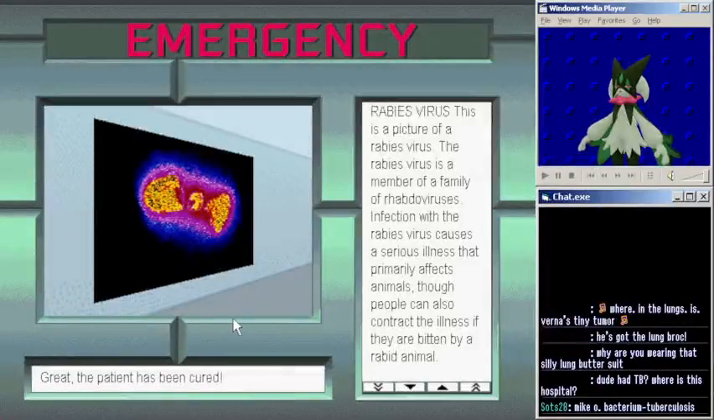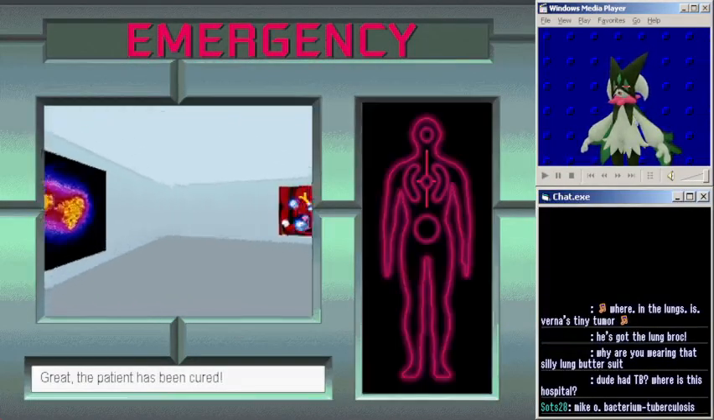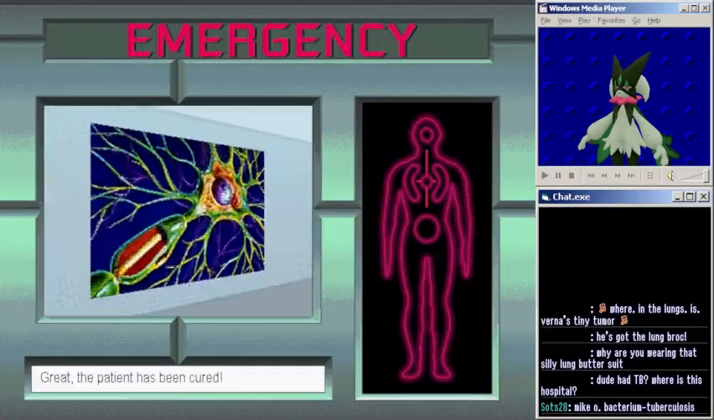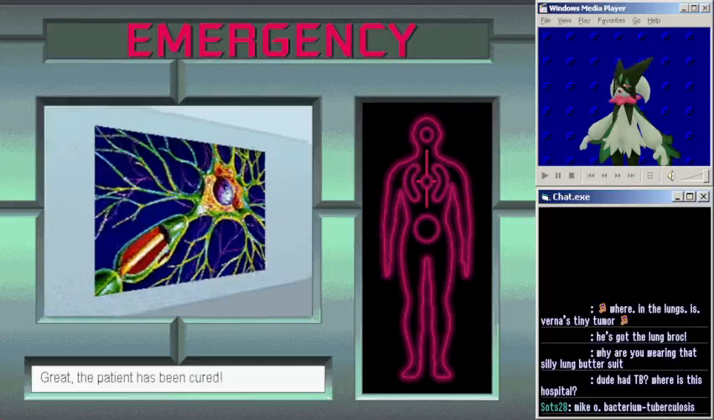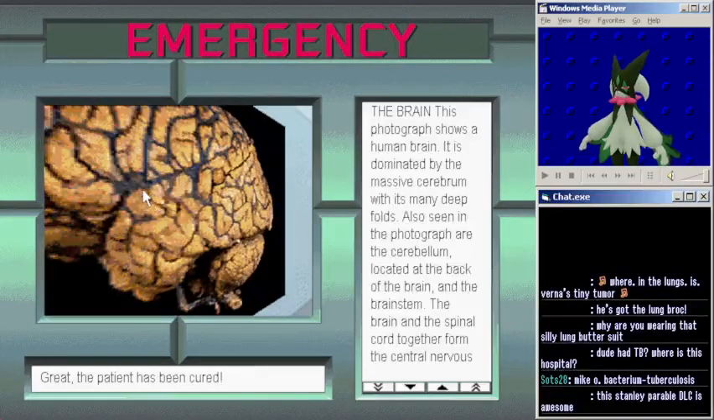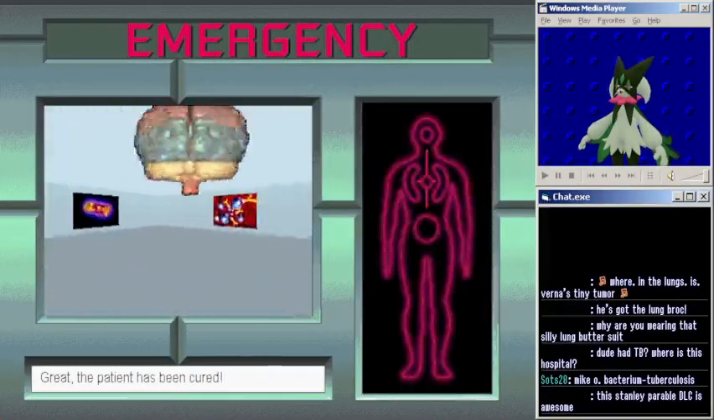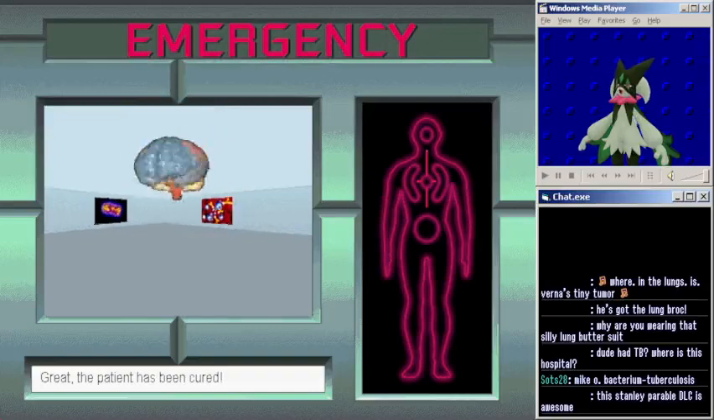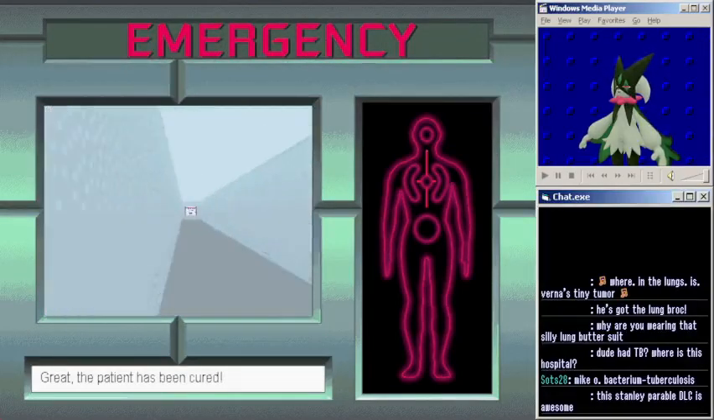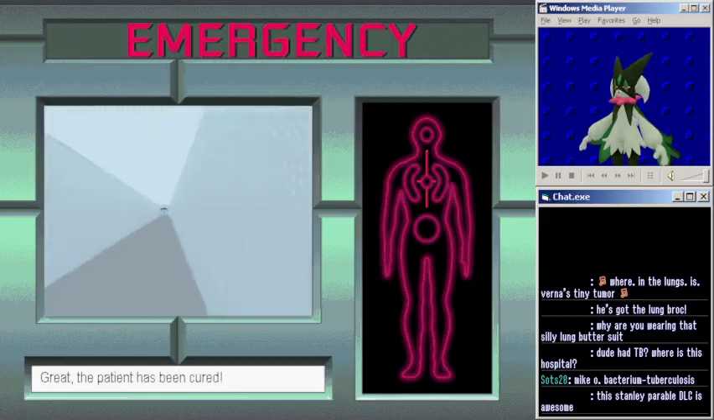Rabies virus. This is a picture of a rabies virus. The rabies virus is a member of a family of rhabdovirus. Okay, yeah, that's fine. This is? Antibodies. Neuron, okay. Stanley Parable DLC is awesome. The brain. This photograph shows a human brain. Nice. And the 3D mystery object. Yeah, let's see. Exit.